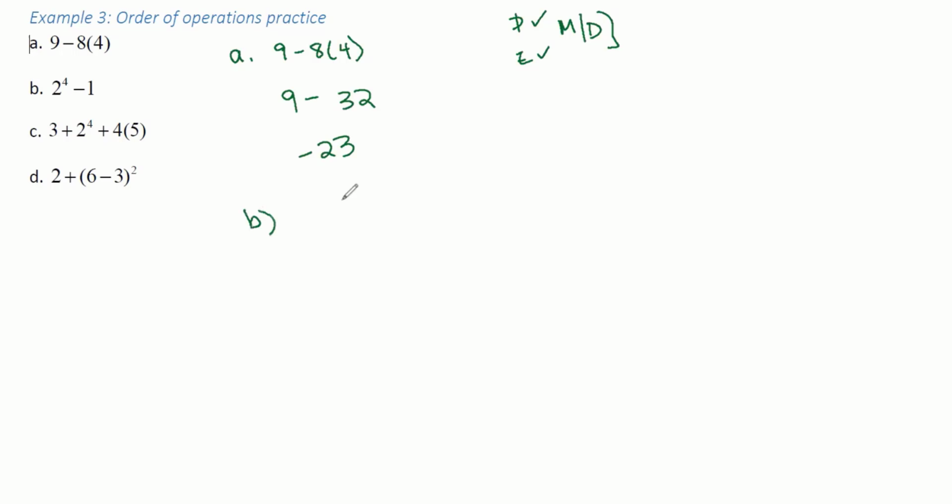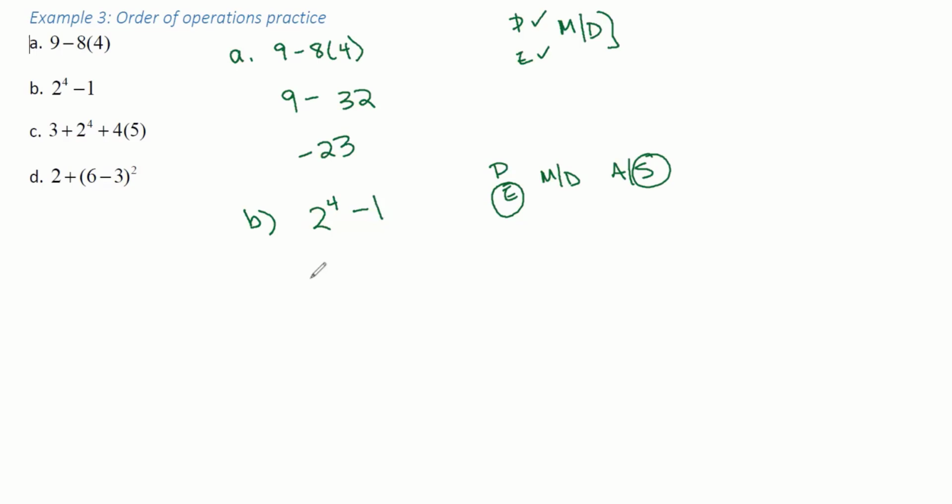Let's look at B. 2 to the 4th power minus 1. So let's look at the operations we have. We have an exponent, and we have a subtraction. Looking at PEMDAS, we have an exponent and we have a subtraction. So the exponent will be first.